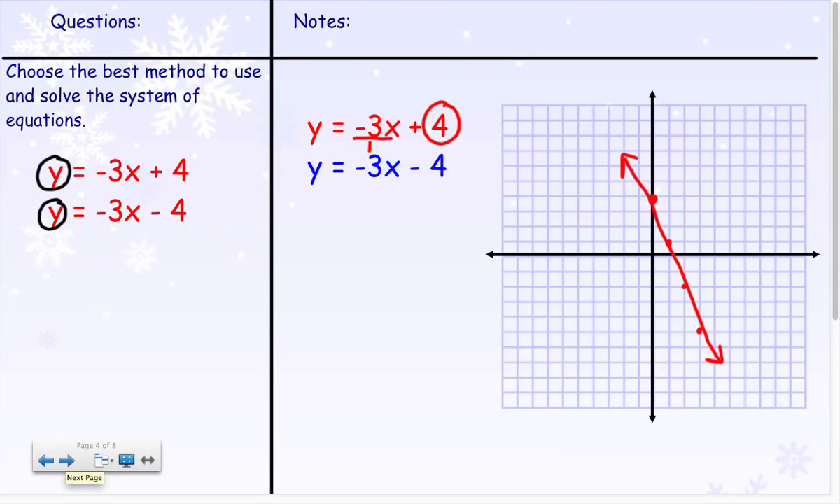Then my second equation I'll do in blue. I want to graph the y-intercept first, which is negative 4. So I'll put my first dot at negative 4 on the y-axis. And then I'm going to rise negative 3, run 1. Now you'll notice I'm getting to the bottom of my graph, so I'm going to go backwards.